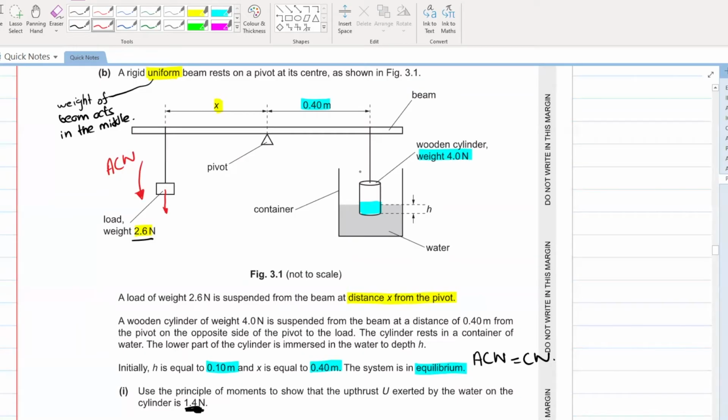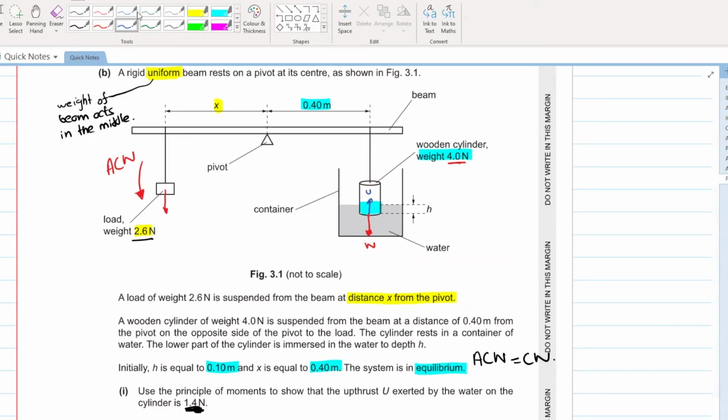Perfect. Now let's examine the cylinder. This cylinder has a weight acting downward, that is 4 Newton. But if you realize, there might be an upthrust force acting as well.